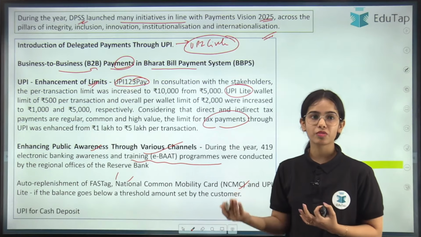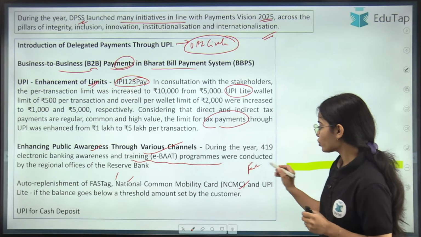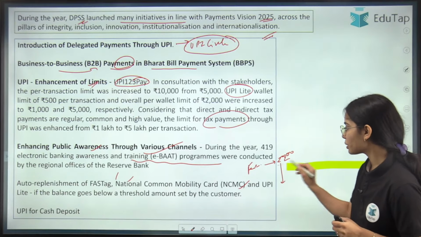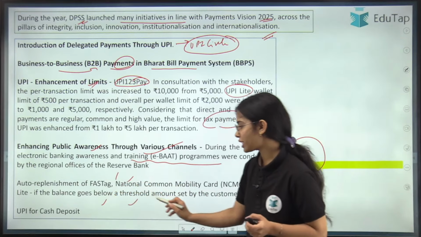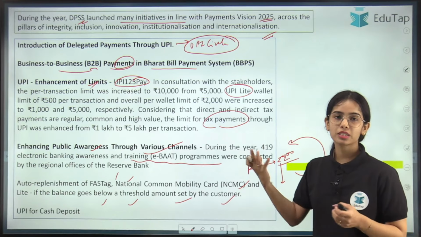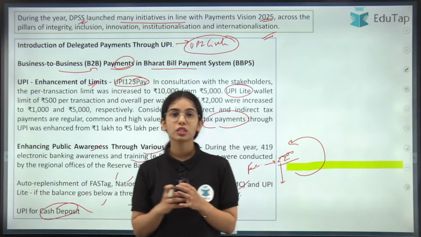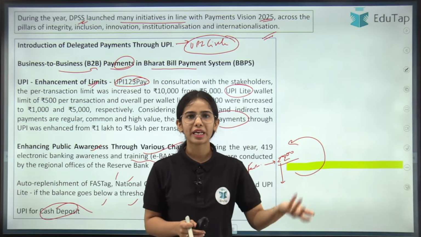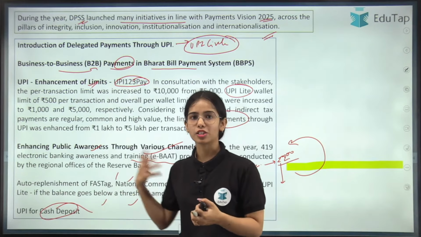In these systems, let's say in FASTag you want to maintain rupees 500, or rupees 200, if the value goes below rupees 200, it will now be auto replenished. If the balance goes below a threshold amount set by the customer, the FASTag can be auto replenished. So this is the auto replenishment facility that has been introduced. UPI for cash deposit: just as you can scan the QR code and use UPI for taking out cash from the ATM, UPI can now be used for cash deposit also.